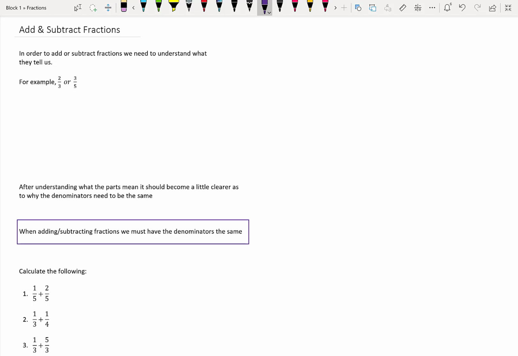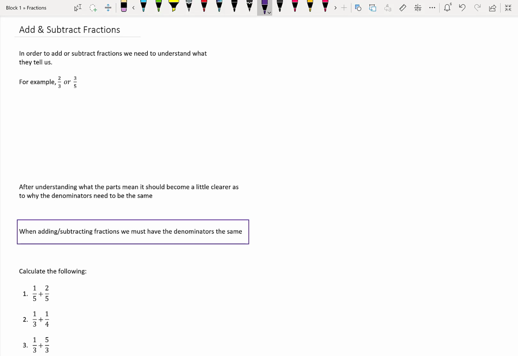Okay, so here we're going to look at adding and subtracting fractions. But before we do that, we're going to think about what the fraction actually tells us. Because more often than not, people tend to really struggle with adding and subtracting fractions. And it's not because the math's difficult, it's just because they don't understand what the fraction actually means.